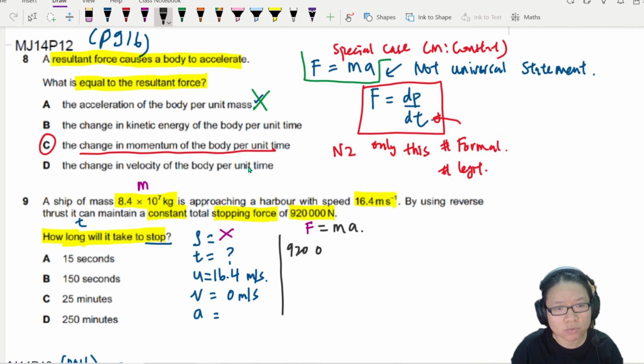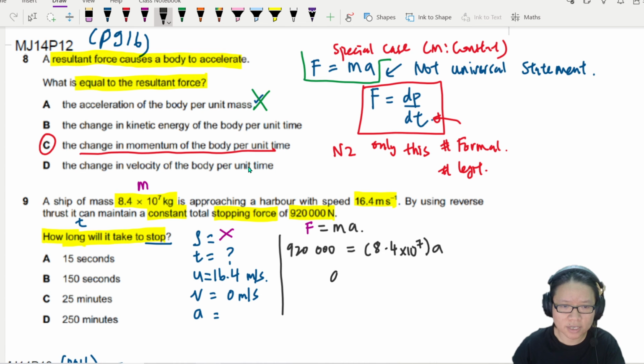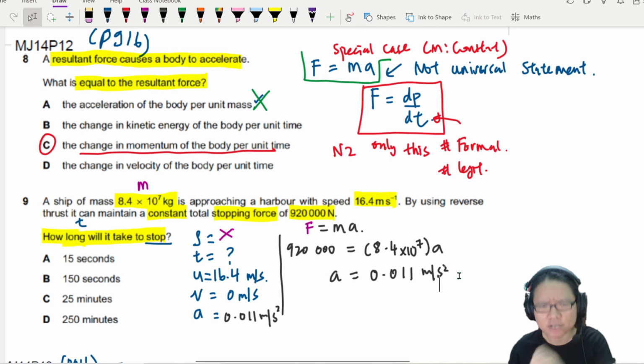920,000 is equal to 8.4 times 10 to the power of 7 times a. So a bit like a sideways kinematics. Yes, they're all related, child. Everything is related. So this acceleration is 0.011. I will take 2 significant figures. Don't worry about it, even if it's pretty small, because it's a very massive ship, okay? The inertia is very big, so the acceleration is small.